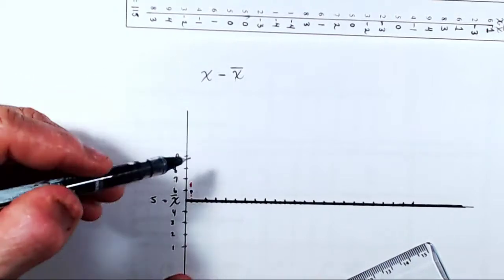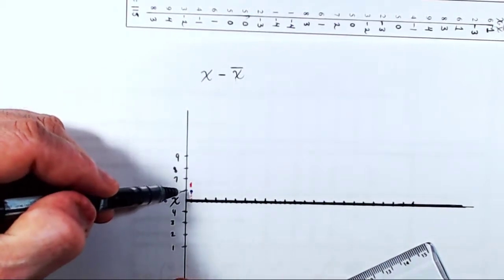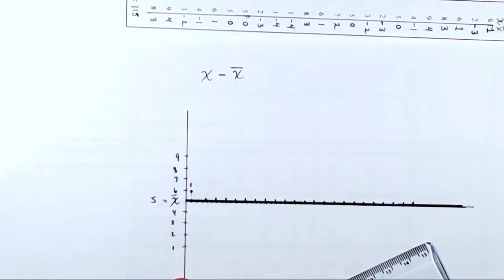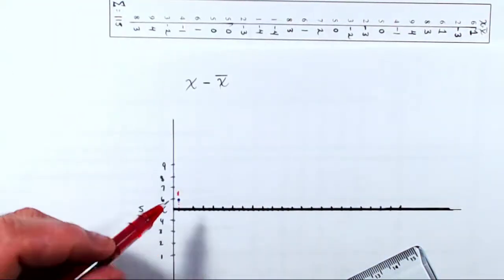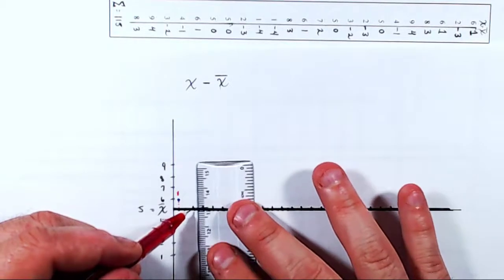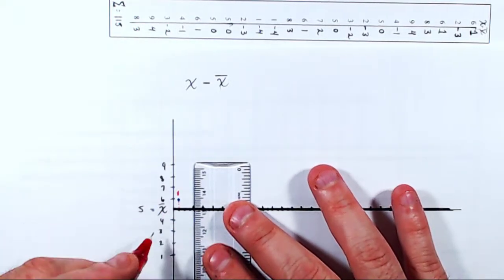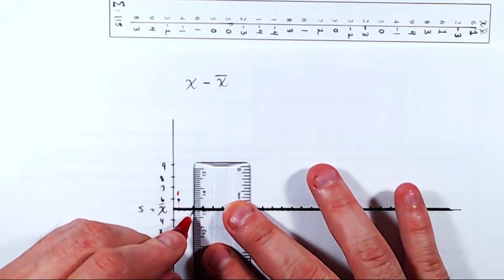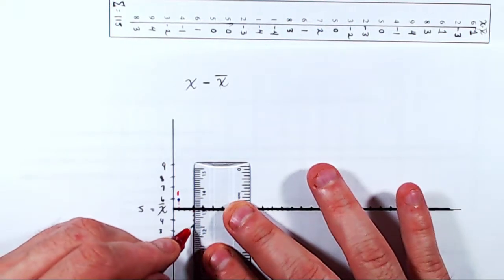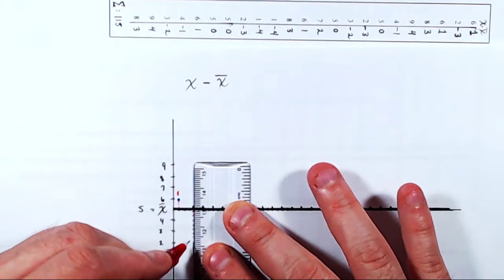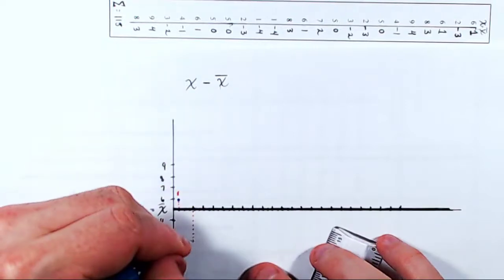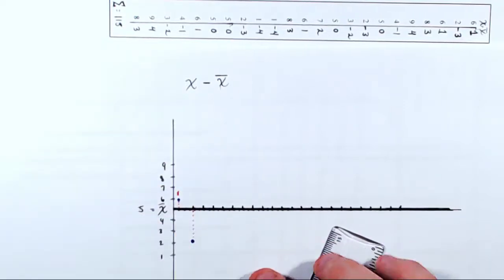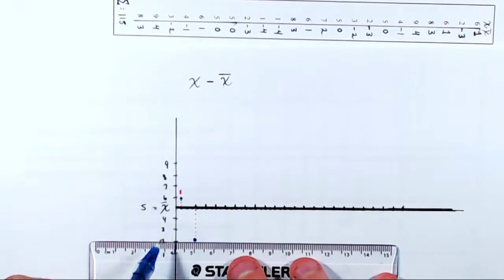Let's continue. So my first value was 6, and the x minus x bar there was 1. So what's my next value? My next value is 2. So let's actually plot 2 and go down here. Starting here, we'll go down to 2. So there's 2. That will be my second poll result right there.